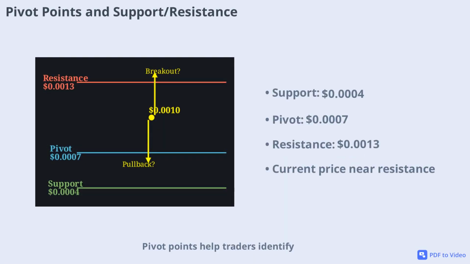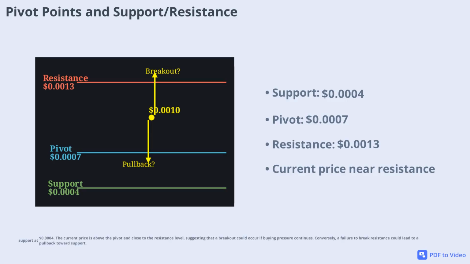Pivot points help traders identify potential turning points in the market. For MVLA, the pivot point is at 0.0007, with resistance at 0.0013 and support at 0.0004. The current price is above the pivot and close to the resistance level, suggesting that a breakout could occur if buying pressure continues. Conversely, a failure to break resistance could lead to a pullback towards support.